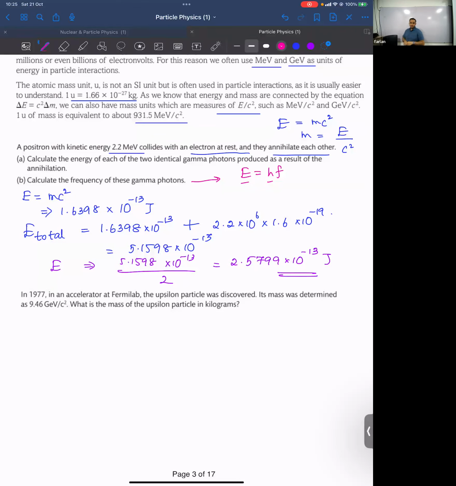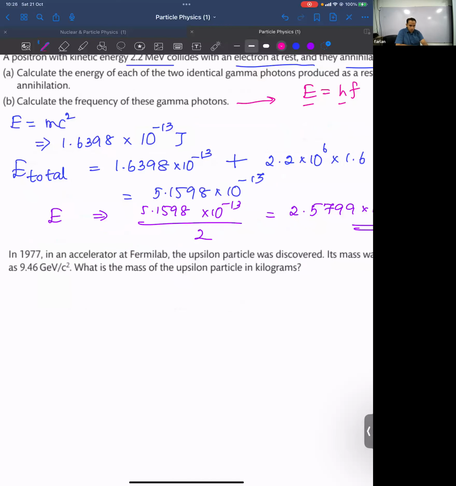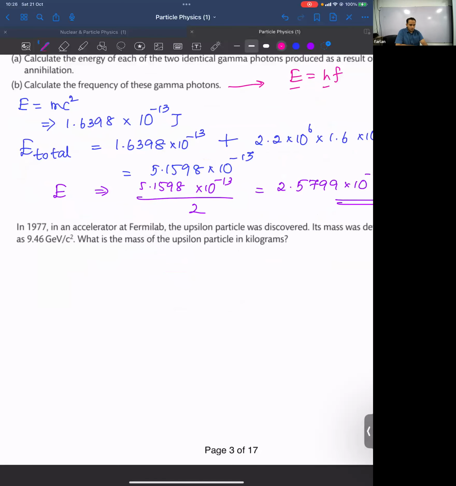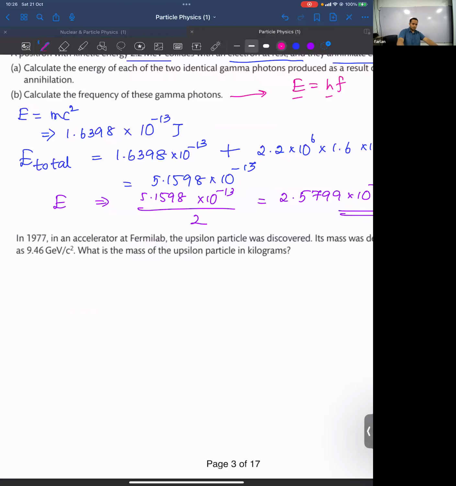Right, the next one. In 1977, in an accelerator at Fermilab, the upsilon particle was discovered. Its mass was determined as 9.46 giga electron volts over c squared. What is the mass of this in kilograms? 9.46 giga electron volts over c squared.